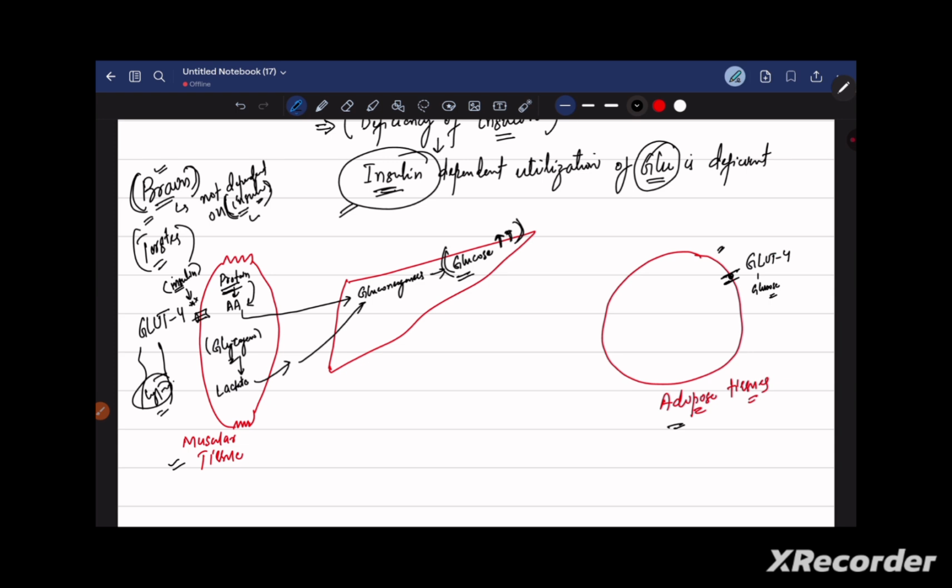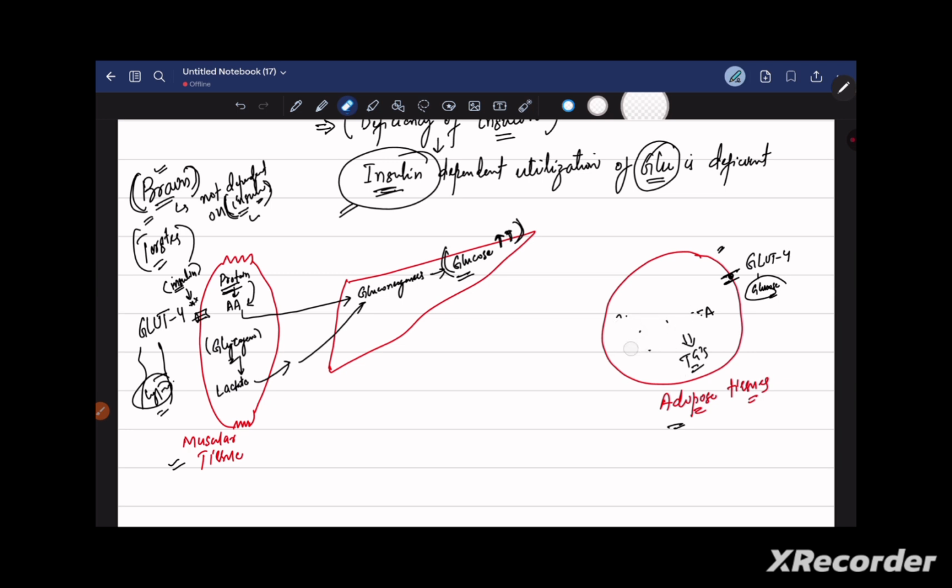Normally, when the adipose tissues take the glucose inside, this glucose is converted into glycerol. Normally this glucose is taken into the fat cells, converted into glycerol, and this glycerol binds with three fatty acids and leads to the formation of triglycerides. Means these fat cells have a large concentration of triglycerides present. This is the normal mechanism.